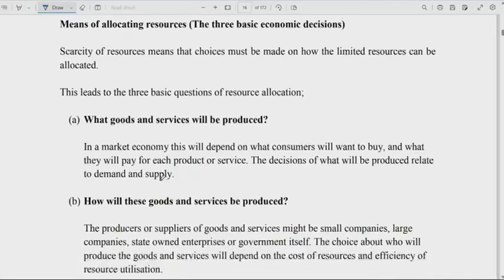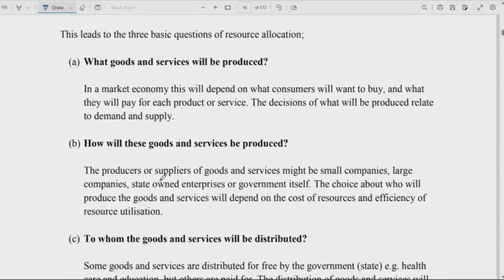So let us understand what we mean by what goods and services will be produced. In a market economy, this will depend on what the consumers want to buy and what they will pay for each product or service. The decision of what will be produced relates to demand and supply. As we proceed, we'll look at systems of economy, and one of the systems is a free market economy. In this section, they were trying to refer to this free market economy.